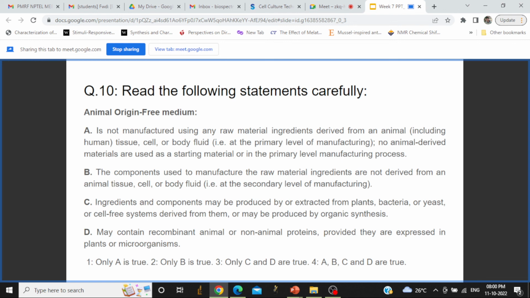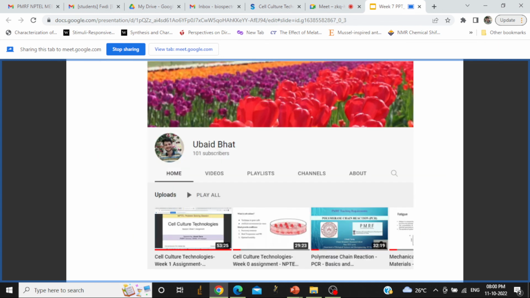So these are all the statements. You should remember all these four. So this was all about this session 7.